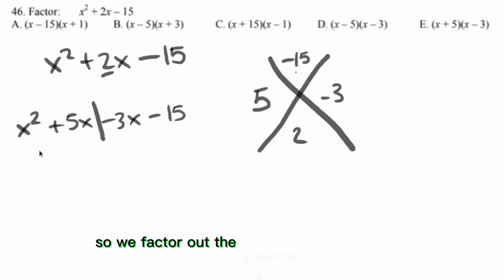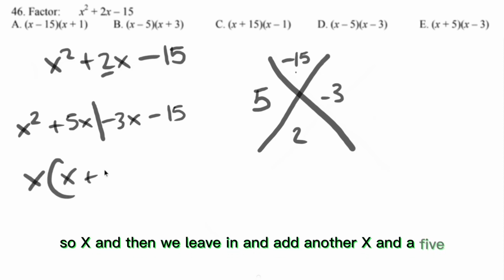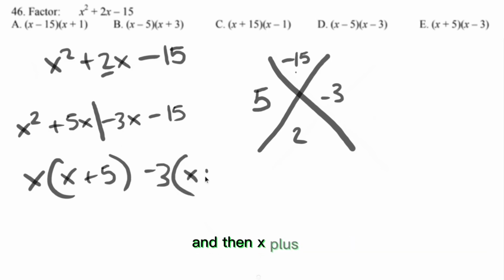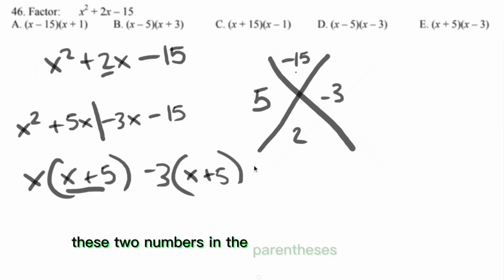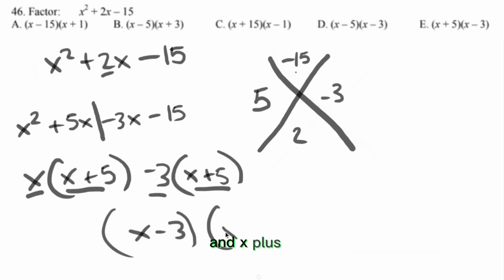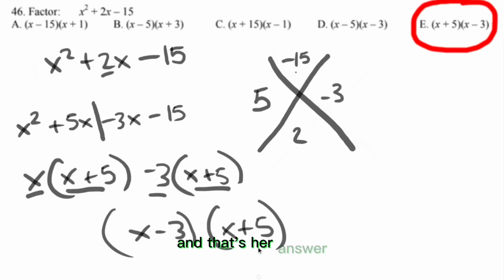So we factor out the greatest common factor, and in this case it's x. So x, and then we leave in another x and a 5. And then on this side, we factor out the negative 3. So negative 3, and then x plus 5. And you should notice, if you do this right, that these two numbers in the parentheses are the same. And now we have to make a second parentheses with these two numbers, x and negative 3. So our factors are x minus 3 and x plus 5. And that's our answer.